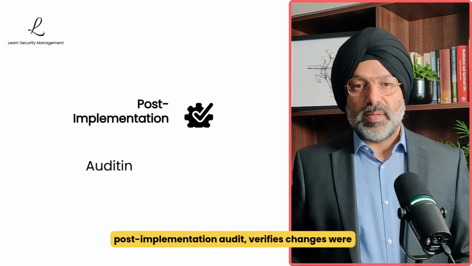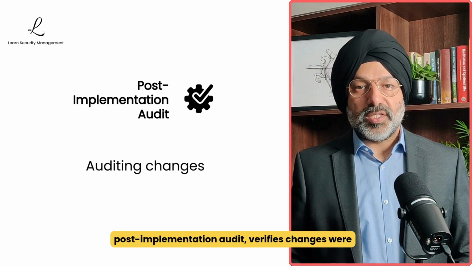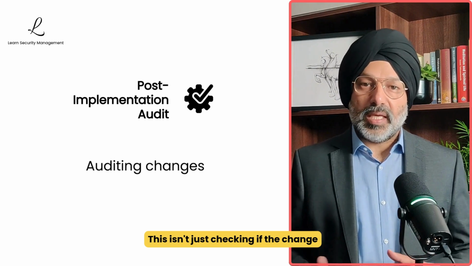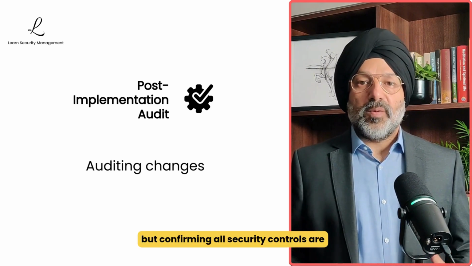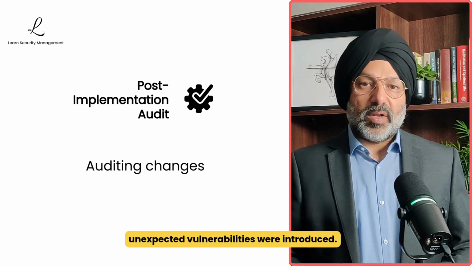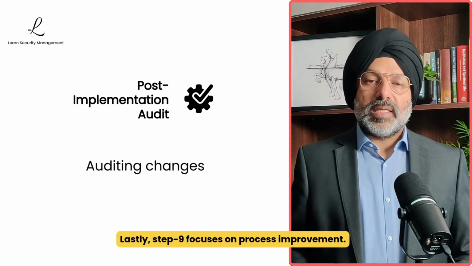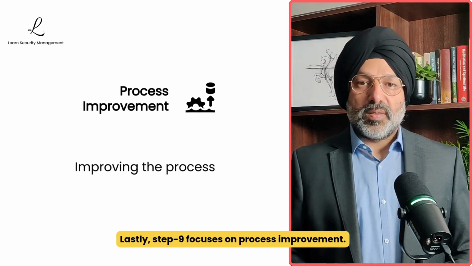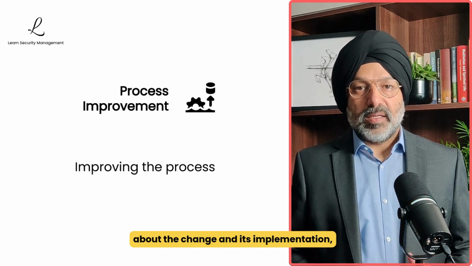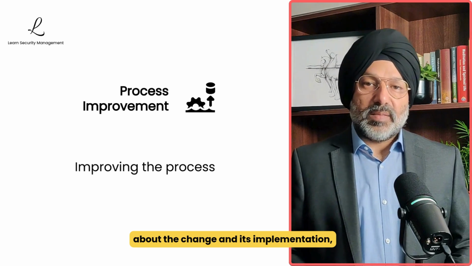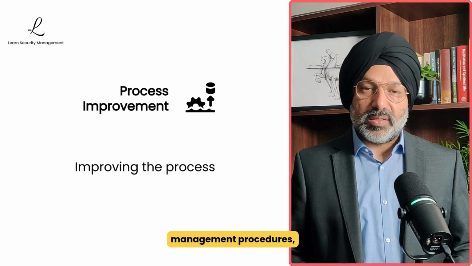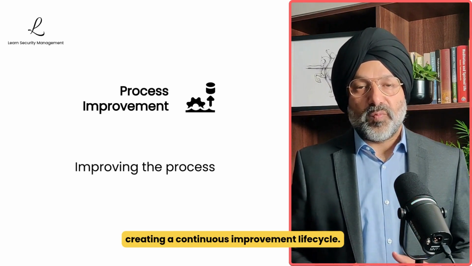Step 8, post-implementation audit, verifies changes were implemented correctly and securely. This isn't just checking if the change works, but confirming all security controls are functioning properly and no unexpected vulnerabilities were introduced. Lastly, step 9 focuses on process improvement. The CBK requires organizations to collect feedback about the change and its implementation, then use those lessons to improve future change management procedures, creating a continuous improvement lifecycle.